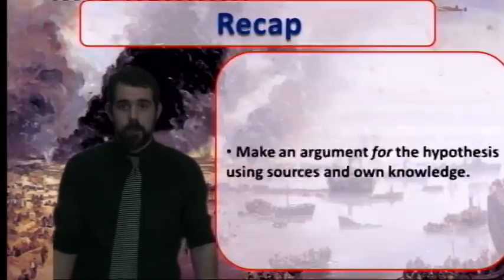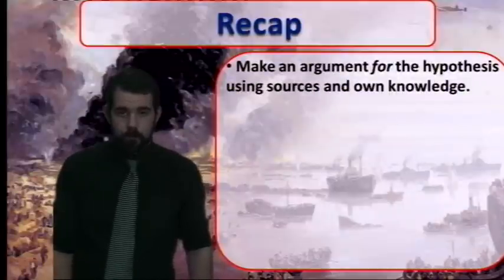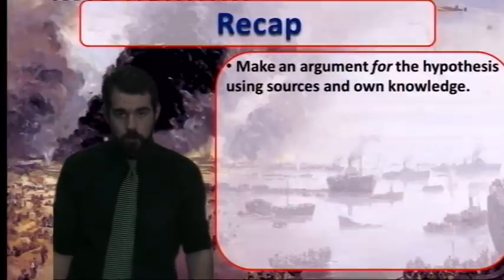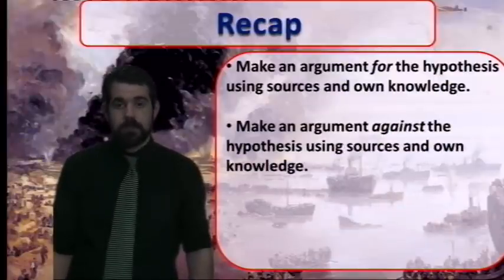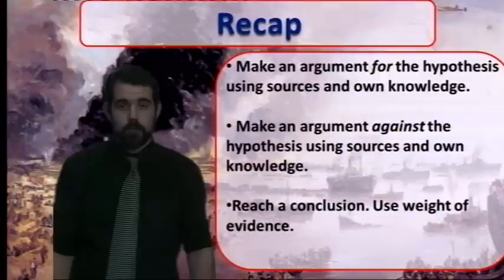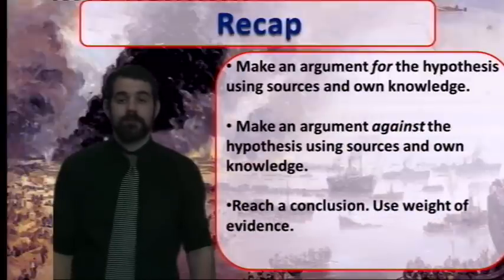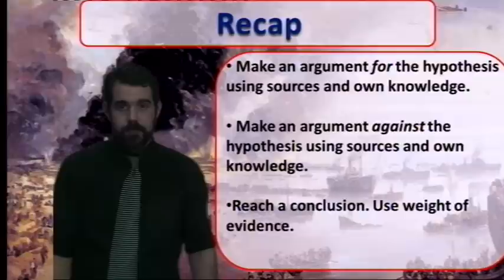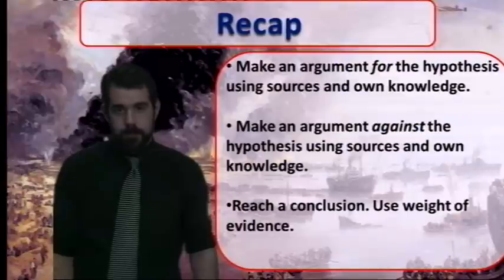So to recap, you are making an argument for the hypothesis you are offered in the question, using the sources that the question points out to you, plus others if you wish, and your own knowledge. You are then going to make the other side of the argument so that you have balance. You are then going to conclude, and if you want to get 15 or 16, it's going to be using the weight of evidence to do that. Do make sure you make a decision. Must make a judgment. You could start off making the judgment and then go on to prove it, but don't sit on the fence.